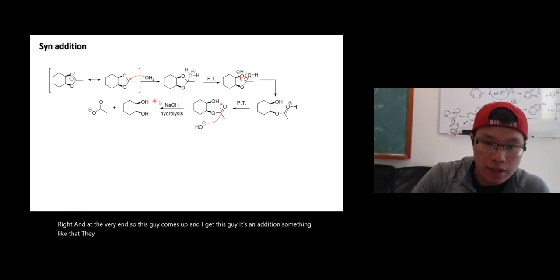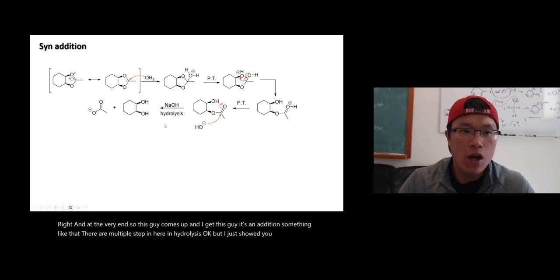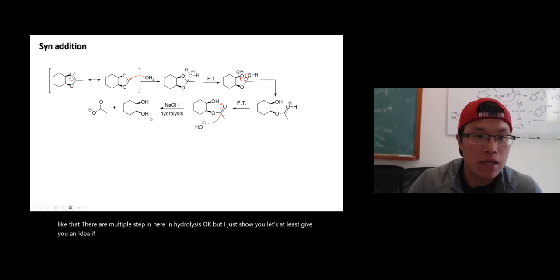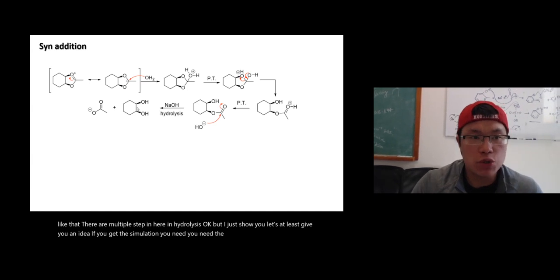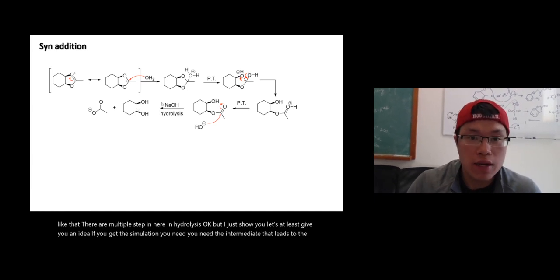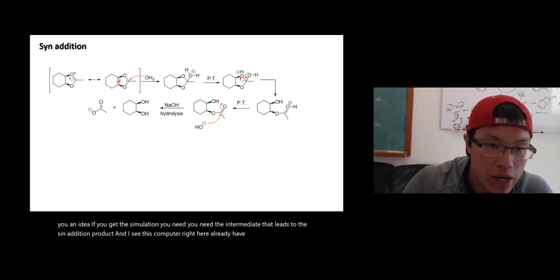There are multiple steps in here in hydrolysis. Okay, but I just show you. Let's at least give you an idea. Well, if you get the syn-addition, you need the intermediate that leads to the syn-addition product. And I see this compound right here already have 2 oxygen on alkene.